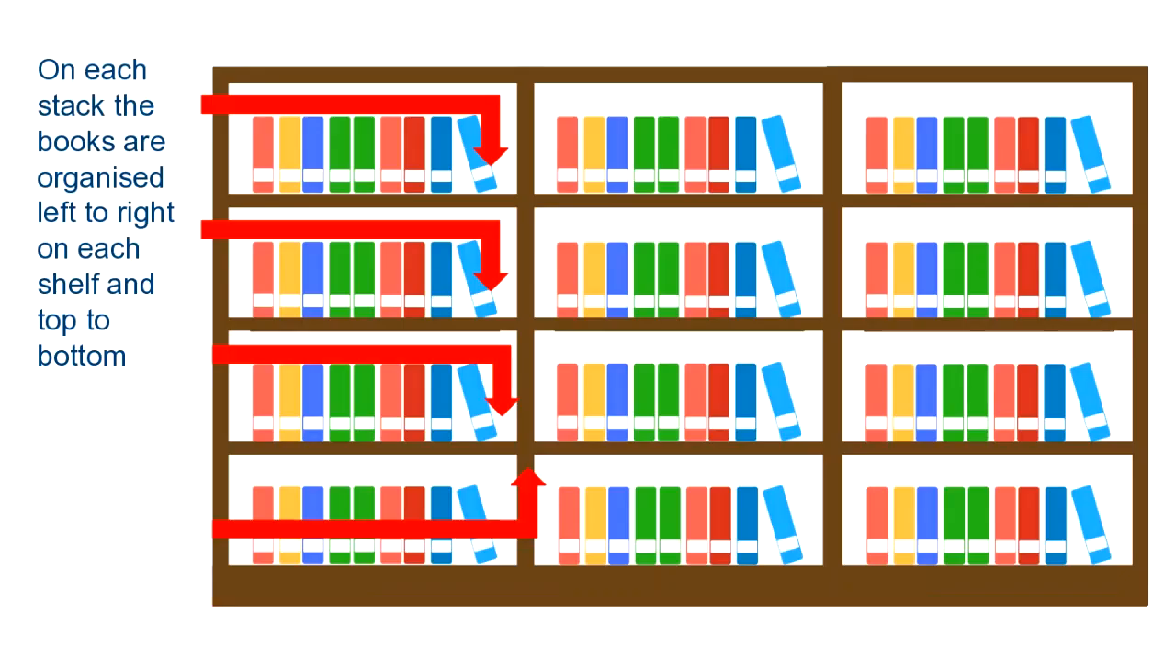This is how the books are arranged on the shelves. On each stack, the books are arranged from left to right and then from top to bottom. When you reach the bottom of the stack, jump again up to the top shelf and continue on in this manner. Work your way along until you come to the call number and letters that you need.